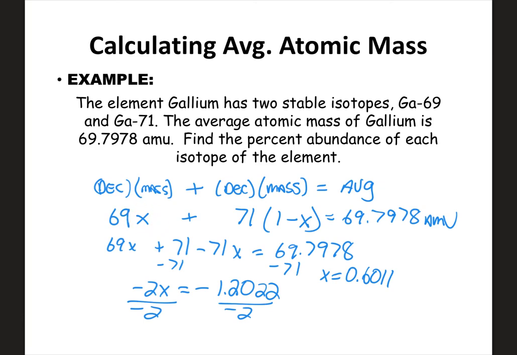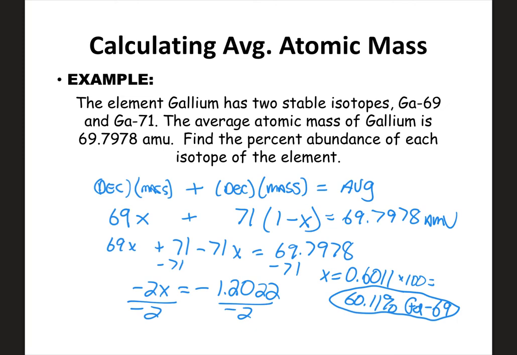All right, so that's representing x, which you put with the 69. So that's going to be the decimal form of the percent. So that's not the percent. If you want to get it into percent form, just multiply it by 100. So you have 60.11%, and that number goes with the gallium-69. Okay, so you do have to label these here because you're going to get two answers. That percent goes with the gallium-69. The reason why I know that goes with the gallium-69 is because I solved for x and I put x with the 69 isotope.